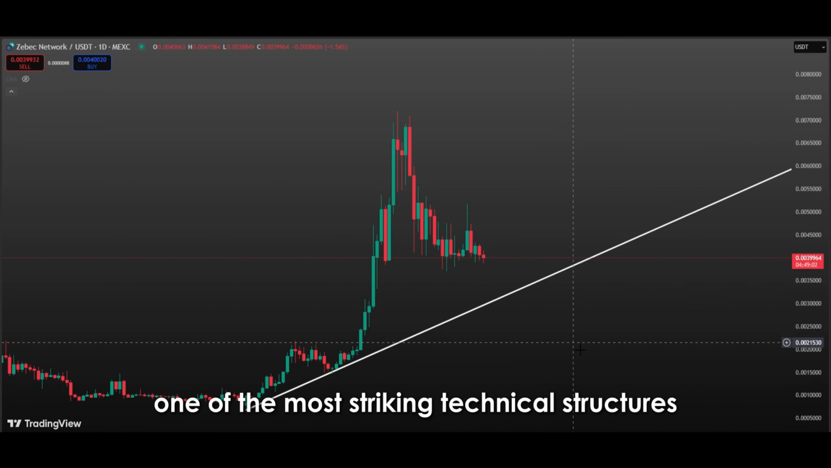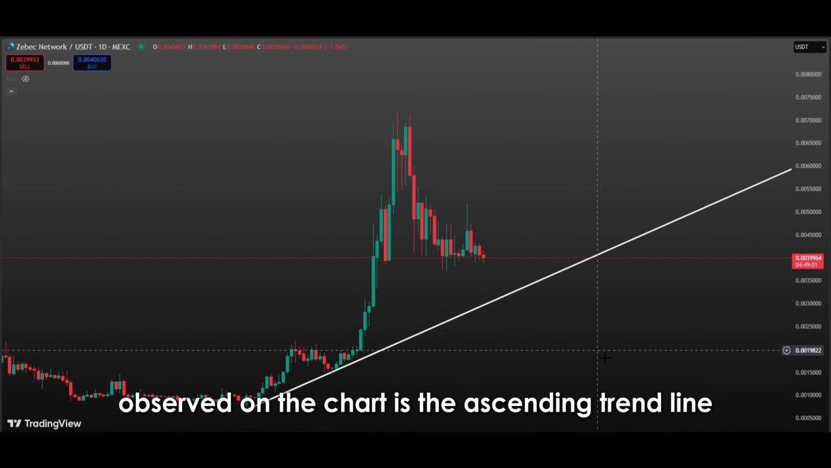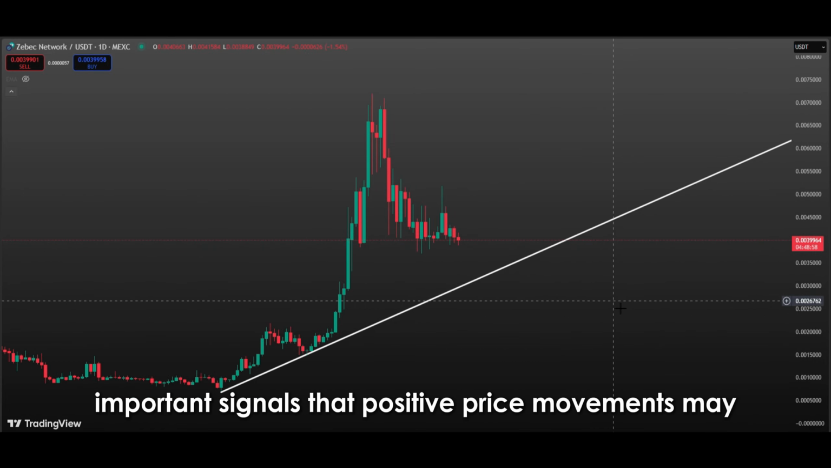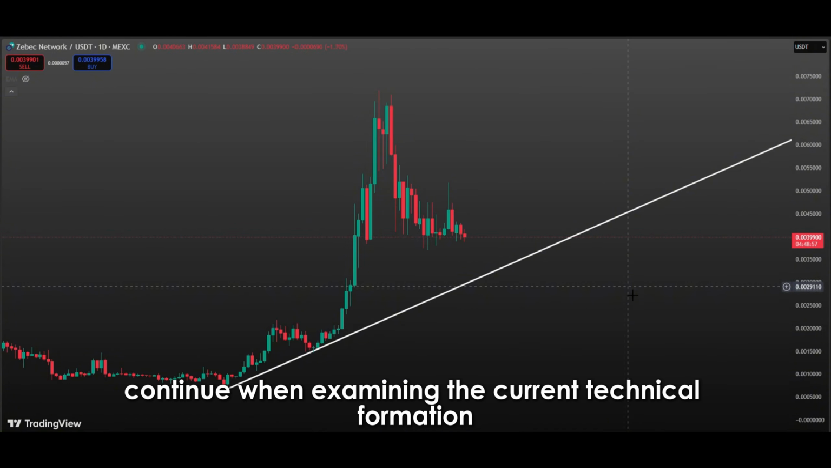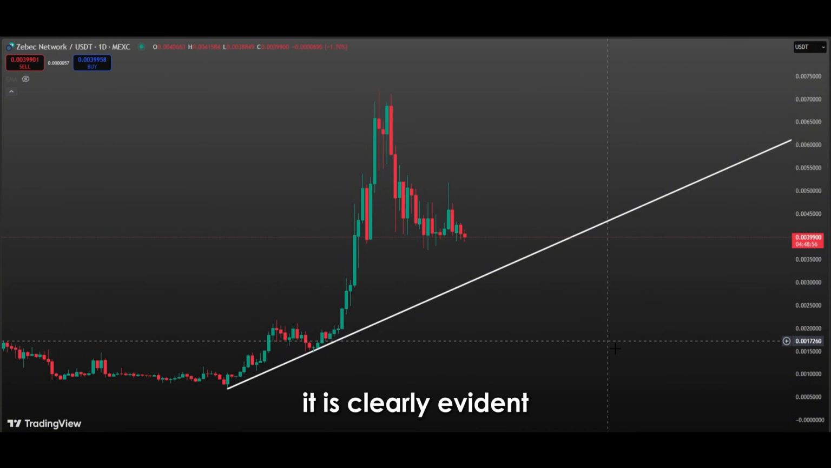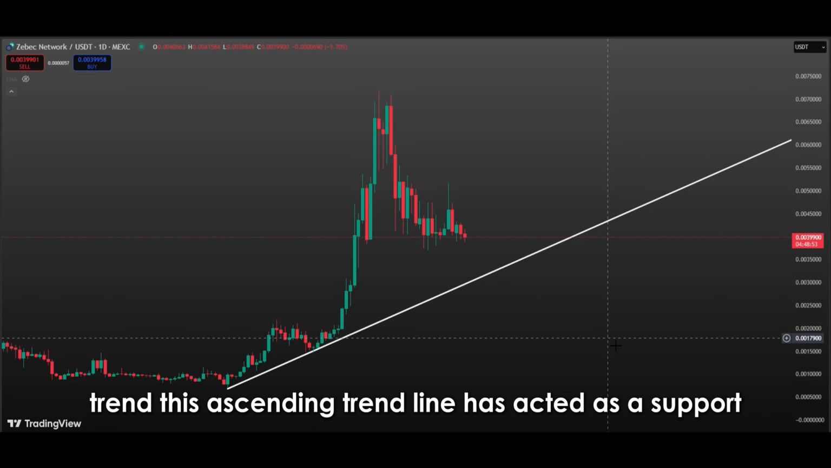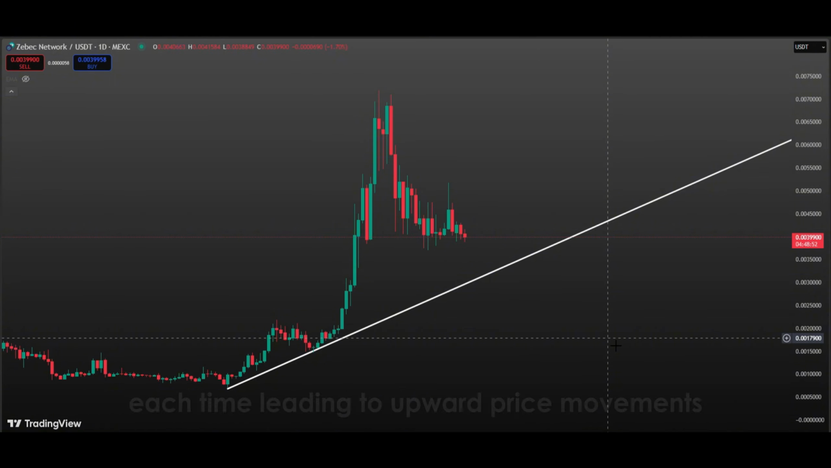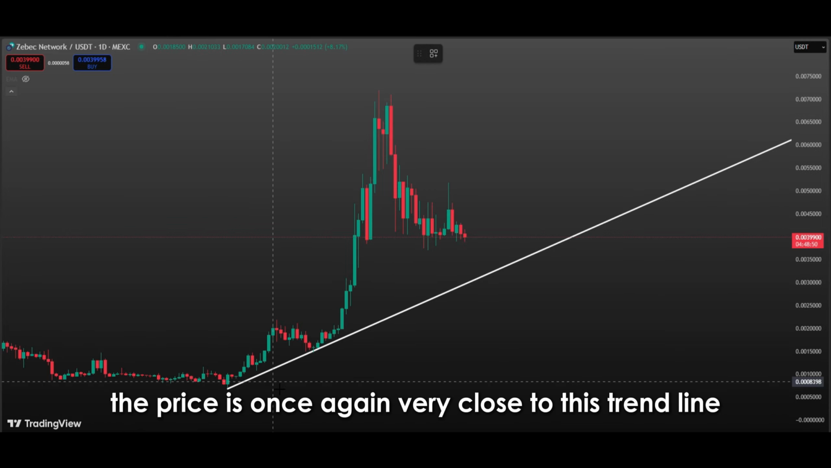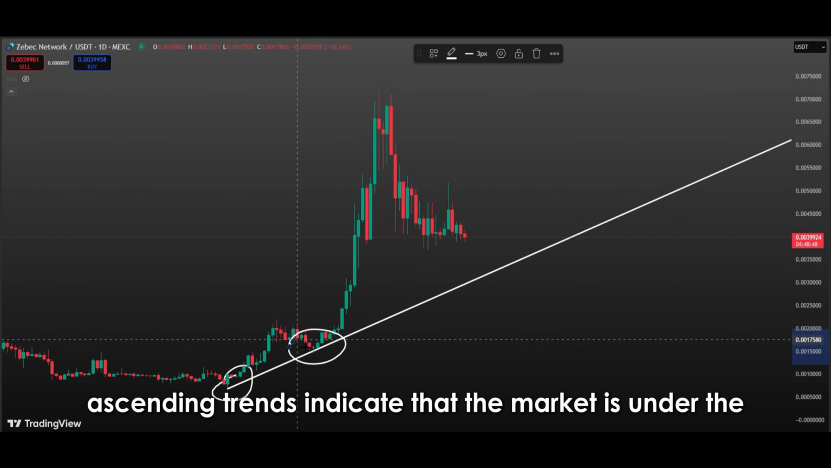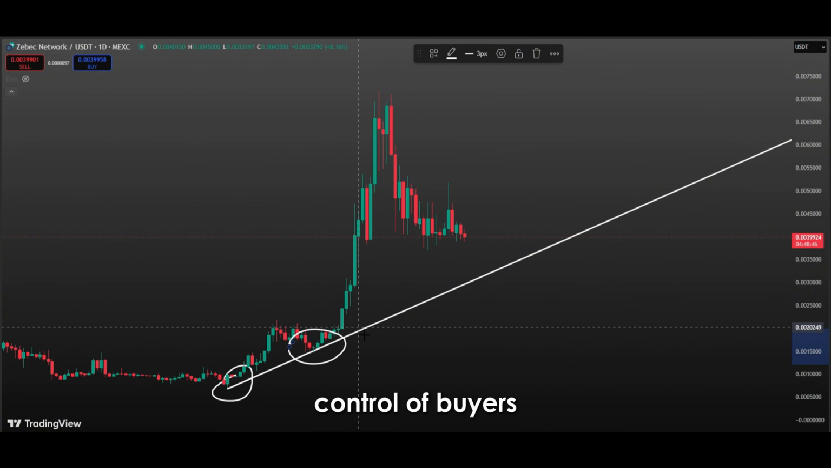One of the most striking technical structures observed on the chart is the ascending trend line. Such trends offer strong clues about the direction of the market and provide important signals that positive price movements may continue. When examining the current technical formation, it is clearly evident that the price is under the influence of an upward trend. This ascending trend line has acted as a support multiple times in the past, each time leading to upward price movements. Currently, the price is once again very close to this trend line, which could potentially signal an upward bounce. Ascending trends indicate that the market is under the control of buyers.